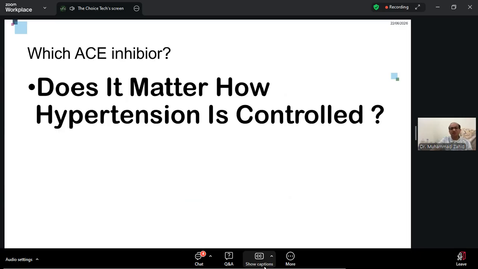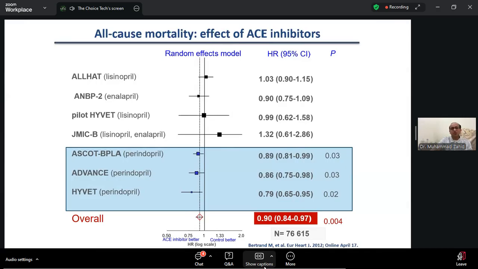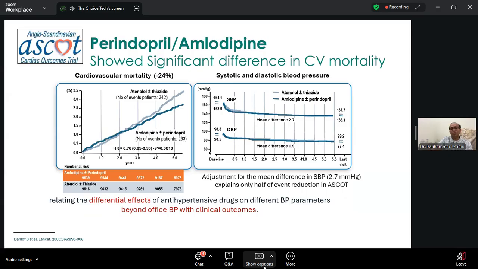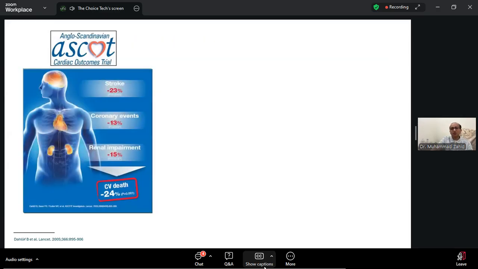So I am wary of the time, so I'll be very quick. Quick 2 or 3 slides left. Among the ACE inhibitors, perindopril is the most effective one from the all-cause mortality effect point of view. We know the ASCOT trial, which compared the beta blocker and thiazide with perindopril indapamide, definitely effective in controlling the blood pressure, more so from the cardiovascular mortality point of view as well.